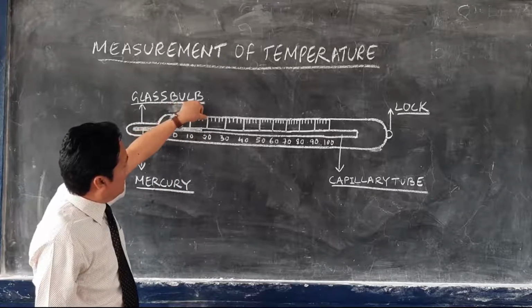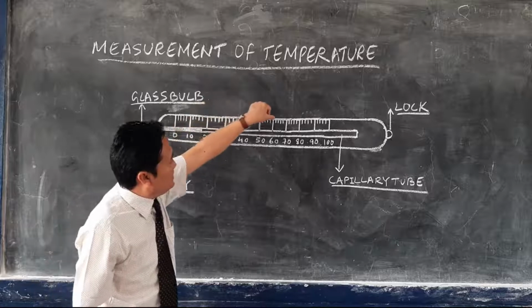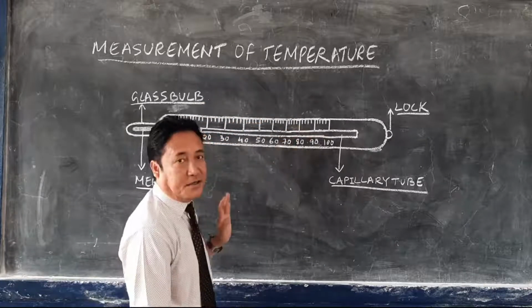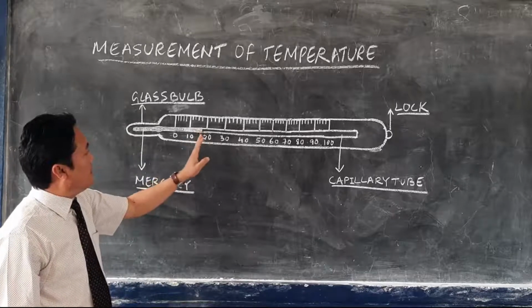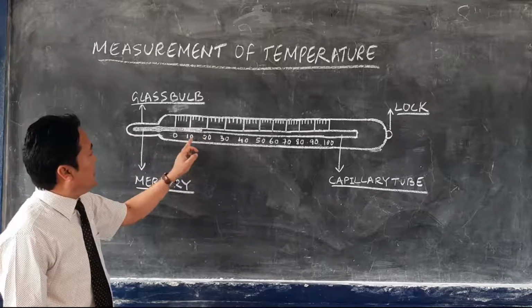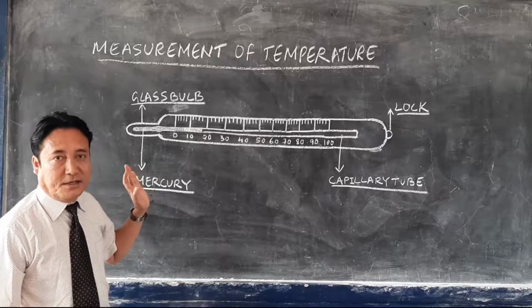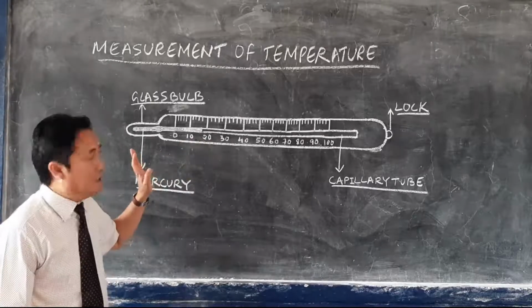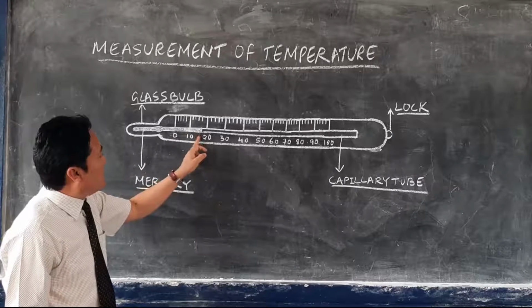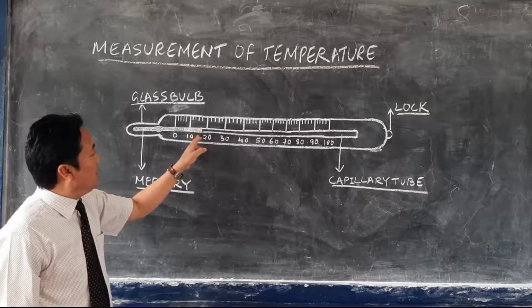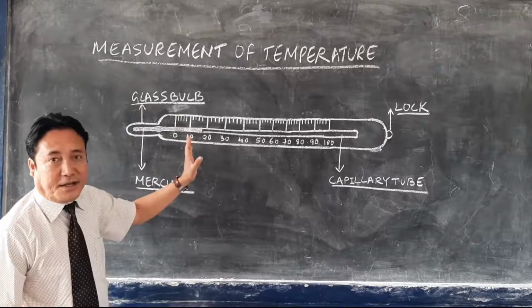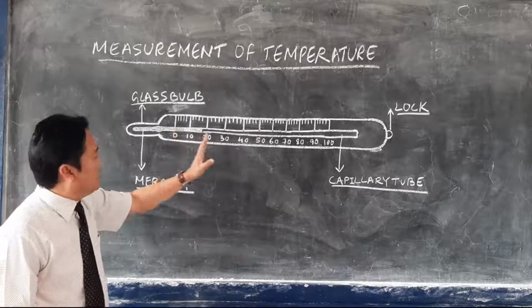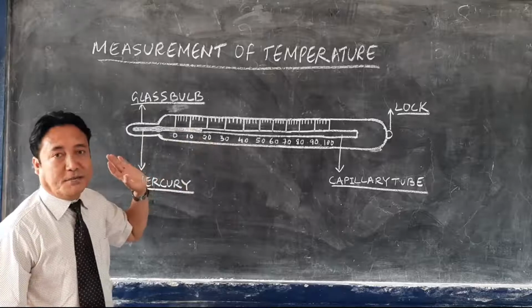Okay, then here it's 20, 30, 40, 50, 60, 70, 80, 90, 100. So the level of mercury is here. That means the level of mercury is between 10 and 20. So you can read the temperature, between 10 and 20, because the mercury is here.